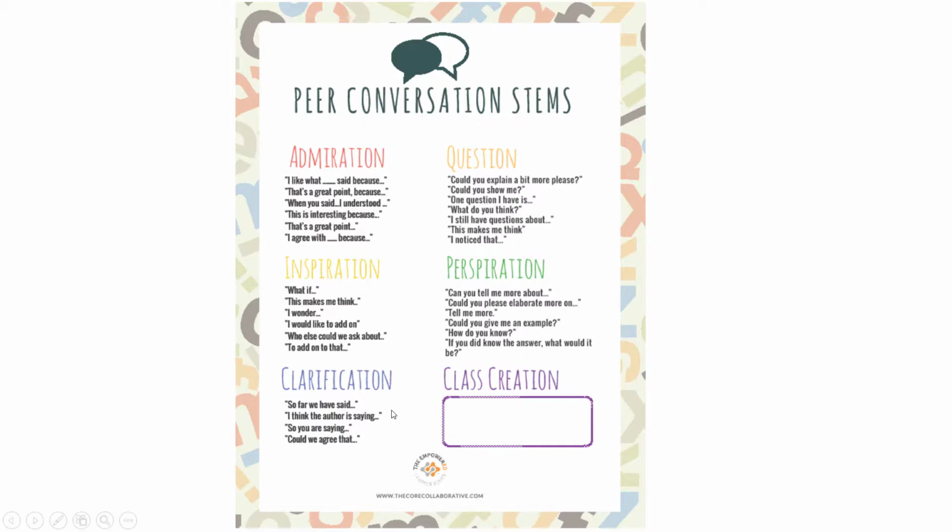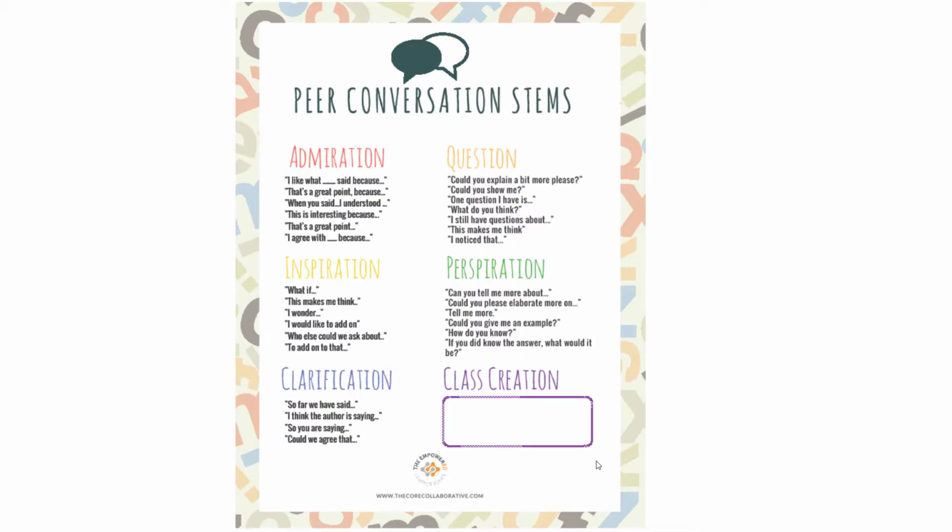Down at the bottom here we have clarifications, so ways to kind of wrap things up and make sure that everyone has an understanding of what was discussed. And there's a space here for class creation, so that together as a class you can come up with other stems that might be useful.